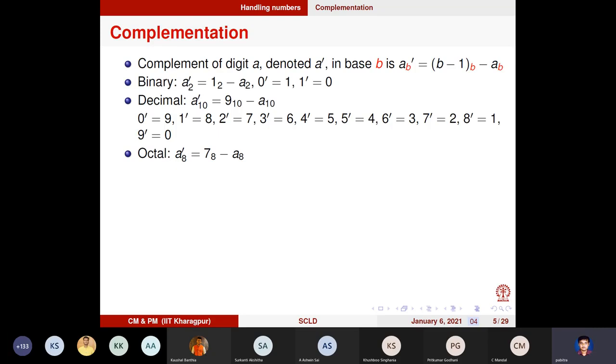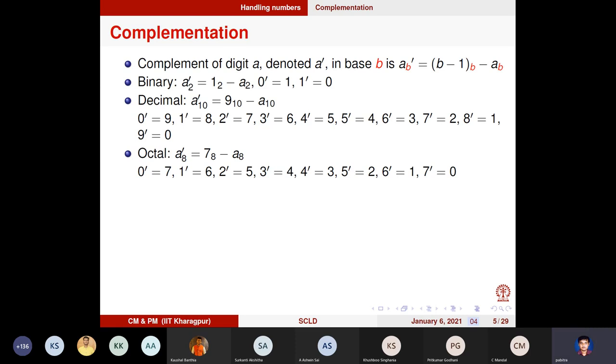You can also define complementation for decimal digits. For example, if you have base 10, to get the complement of a digit, you have to subtract from 9, that is B minus 1. So the complement of 0 is 9 itself, of 1 is 8, 2 is 7, and so on. Similarly for octal, the base is 8, so to get the complement of a digit, you have to subtract it from 7. For example, the complement of 2 is 5 and so on. Okay, so this is clear.